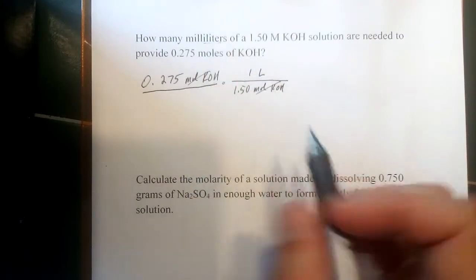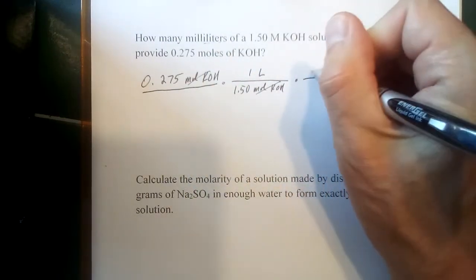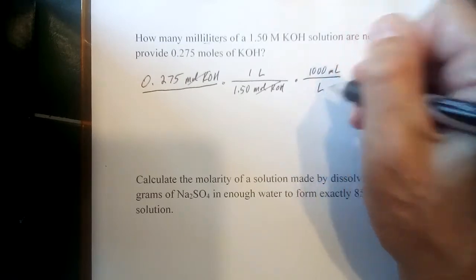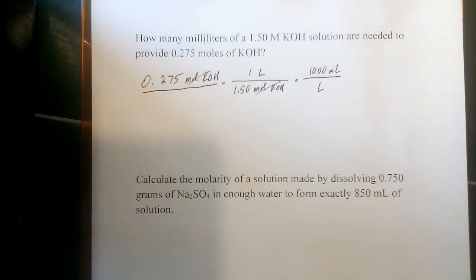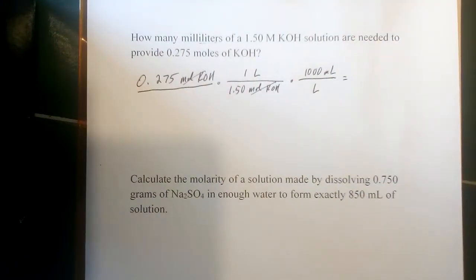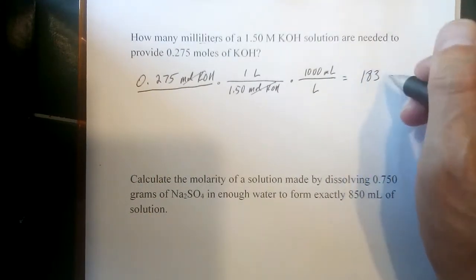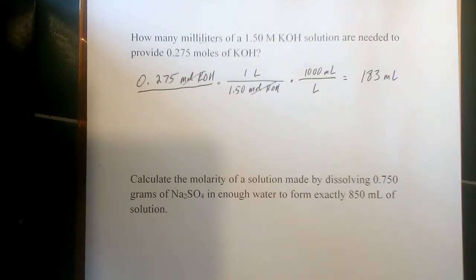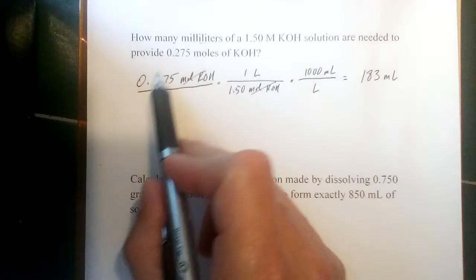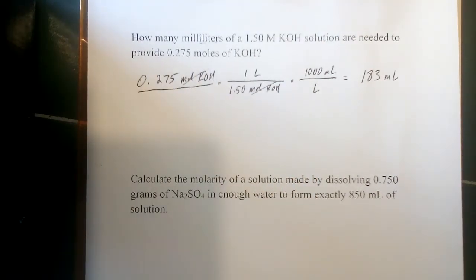Now what we want is a different volume unit, milliliters. So we would need one more step here where we cancel out liters, change our units to milliliters, and that will involve multiplying by 1,000 in this case. So 0.0275 divided by 1.5 times 1,000. And we've got 3 significant figures to start with, so just 3 here in our answer. We would need 183 milliliters of that solution to provide that many moles of potassium hydroxide.